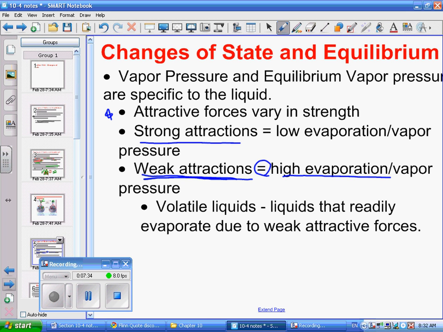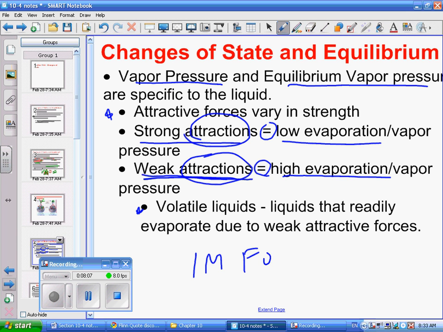Weak attractions equals a high vapor pressure. Why? Because they're evaporating very quickly, because they only have weak attractions holding them together. However, if you have something like molasses or syrup, which has very strong attractions, it's real thick, it's real goopy, that equals a very low vapor pressure because we have very strong attractions. Okay? Now, another word that pops up here under weak attractions is something called a volatile liquid. A volatile liquid is not how explosive it is, it's how fast or how readily it evaporates. Okay? So vapor pressure and equilibrium vapor pressure is dependent upon the attractions between molecules. We call those the intermolecular forces.